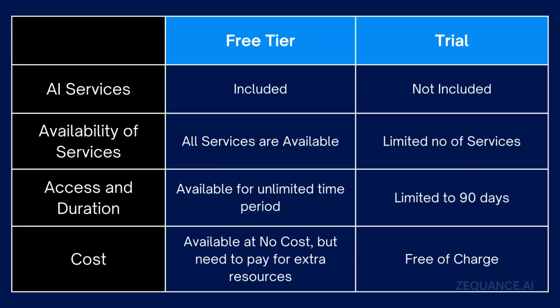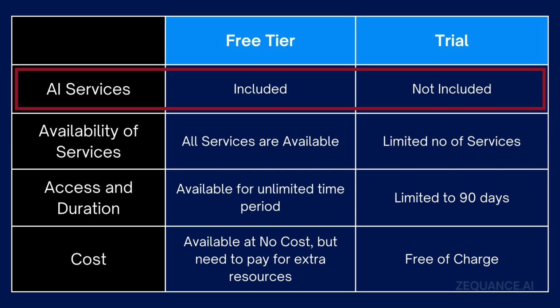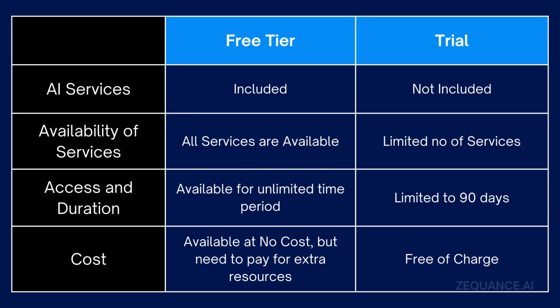One of the major differences is the AI services. AI services are very critical for Sequence.ai as a company because we specialize in SAP AI services. So the AI services are not available in the trial, but they are available in the free tier that we are going to use to build AI-based applications to show you.